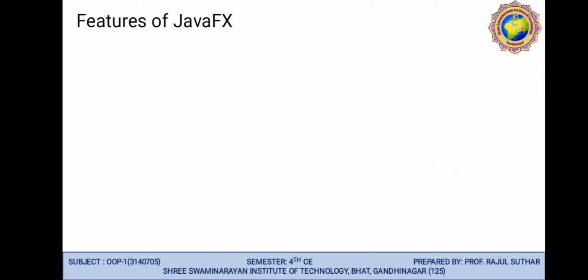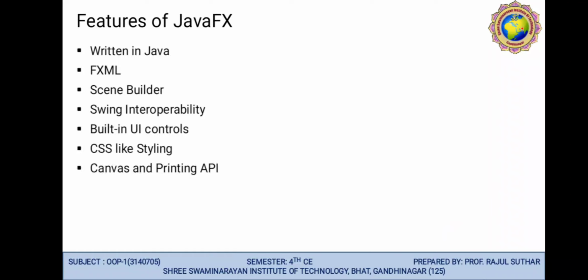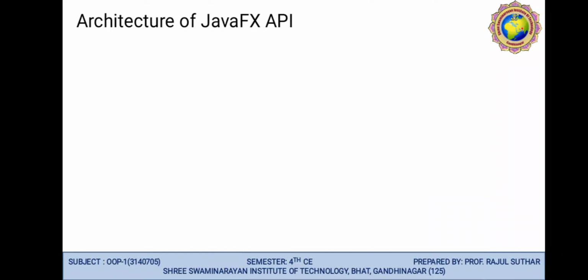What are the features of JavaFX? It is written in Java, then FXML. It has Scene Builder as well as Swing interoperability, built-in UI controls, CSS, that is cascading style sheets, Canvas and printing API. It also covers a rich set of APIs, application program interface, and an integrated graphics library. Graphics pipeline is the most advanced feature in JavaFX.